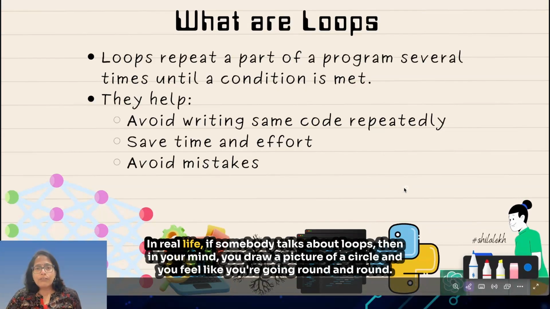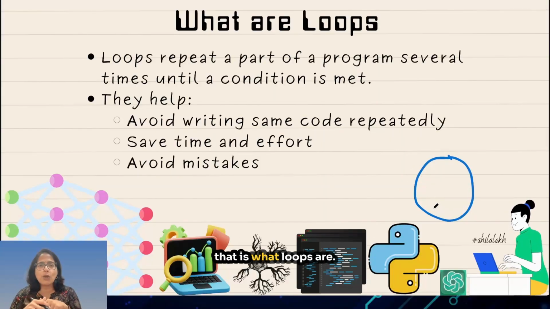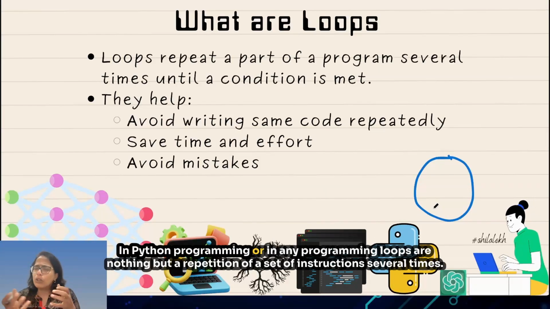In real life, if somebody talks about loops, then in your mind you draw a picture of a circle and you feel like you're going round and round. That is what loops are. In Python programming or in any programming, loops are nothing but repetition of a set of instructions several times.